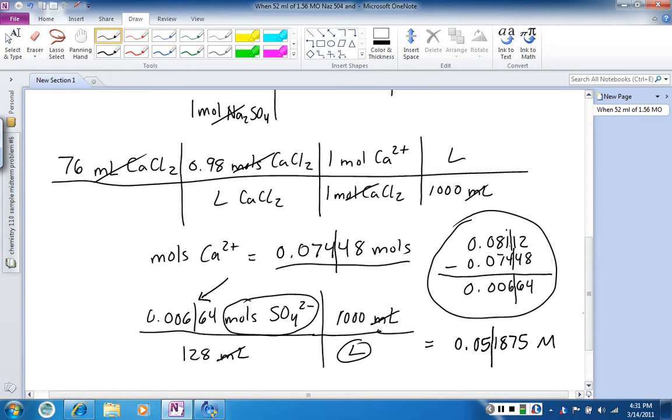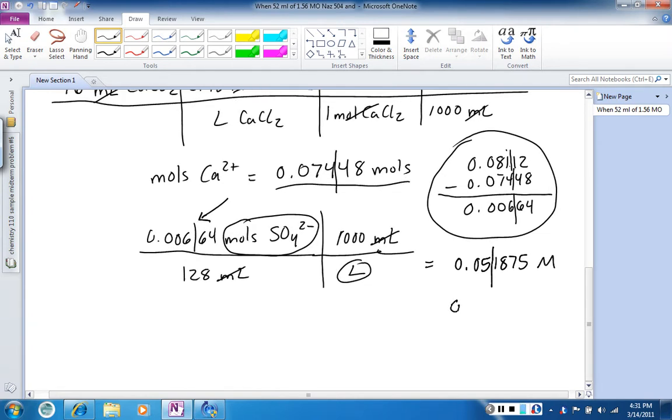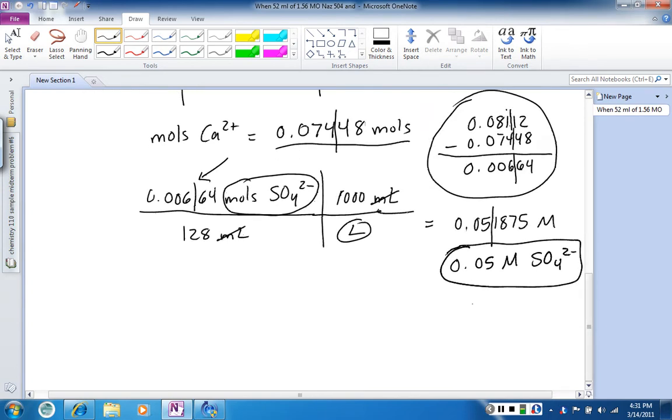We know from our line right here, it's 1 sig fig. Draw it after the 5. So our final answer is 0.05 molar SO4 2 minus. And remember, our calcium ran out. It's all in the solid product of our reaction. So that is our calcium 2 plus.